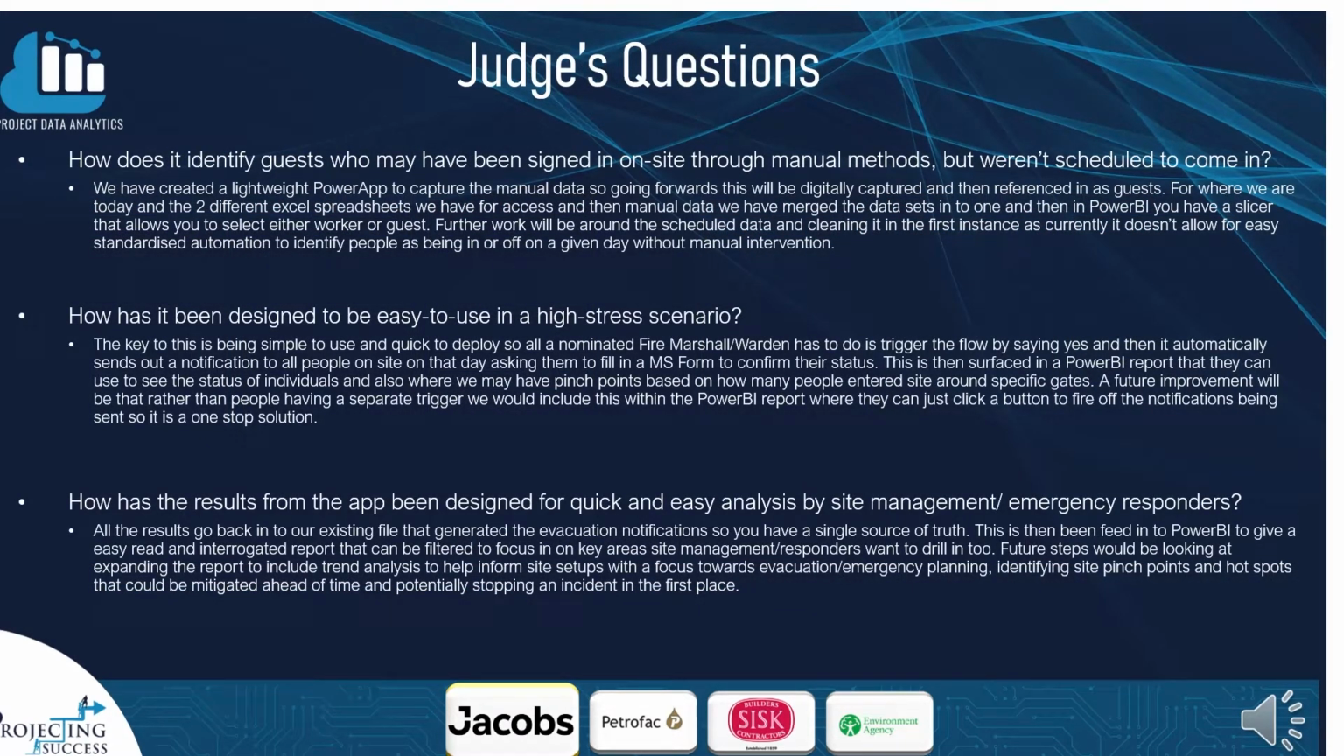Judges' questions. Question number 1. How does it identify guests who may have been signed in on site through manual methods but weren't scheduled to come in? We've approached this in a very simple way of just taking that manual list, merging it in with our access control list of people, and then giving them a notional tag of either worker or guest so you can easily identify between the two. To help assist with this, we've created a lightweight Power App, so in the future that manual data that might have been handwritten can just be captured through an app, and so it's digitally available for us.